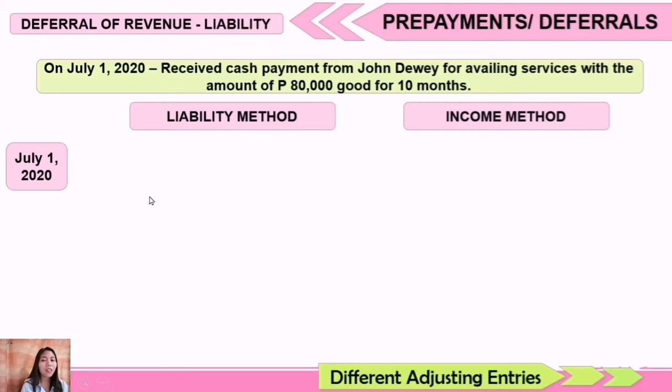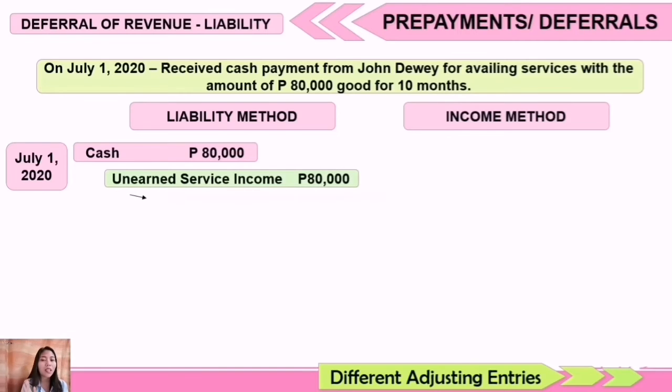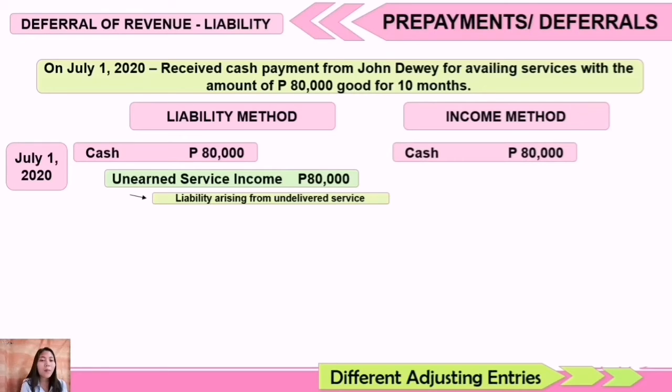Under liability method, we will record that as debit cash, and then since it is a liability, credit unearned service income. This is the account title used for undelivered service, natanggap natin yung bayad niya but we did not deliver yet or provided the service to him or her. So liability, and we are using this account title unearned service income for service, unearned sales for merchandising. For income method, since this is recognizing unearned income in advance, debit cash because we receive cash, then credit service income.